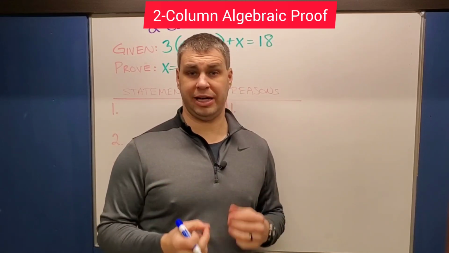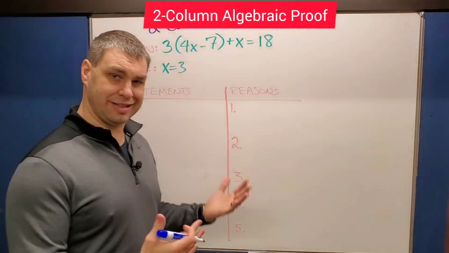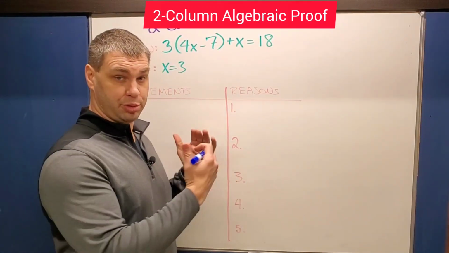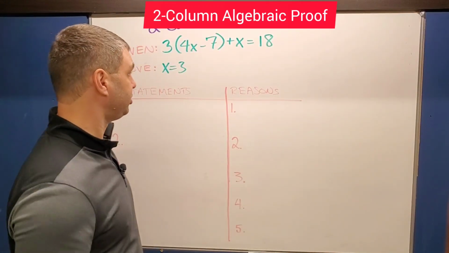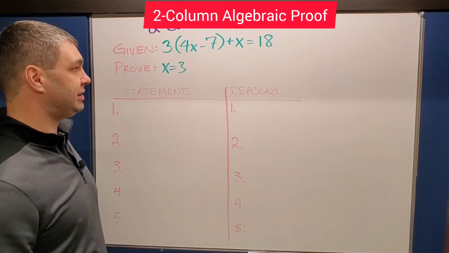Here we have a two-column algebraic proof, and sometimes your teacher might give you one of these before you get into some of the geometric proofs, just to get you used to proving that you're doing these different steps. So we're going to start off here with our given, which is 3 times 4x minus 7 plus x equals 18.